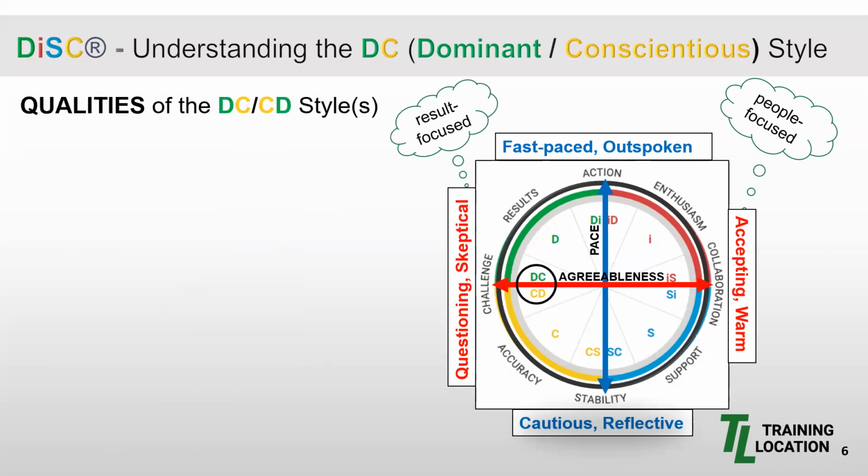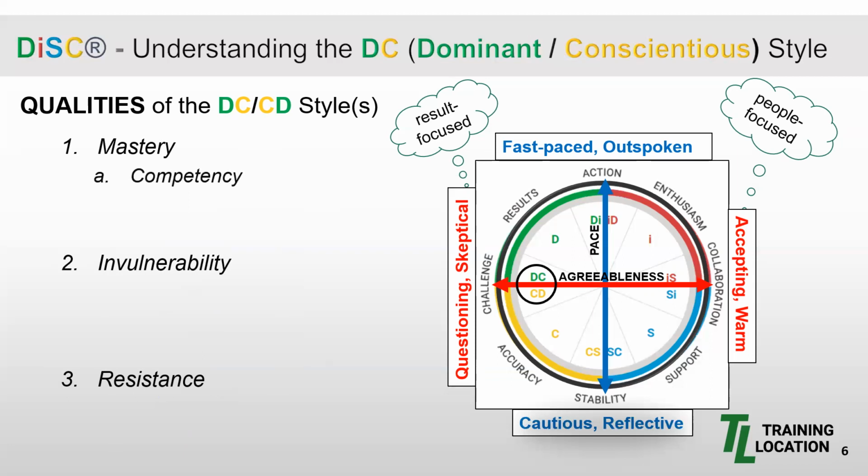So let's review the qualities of that style in the scale we just discussed. The first quality is mastery, second is invulnerability, and third is resistance. Let's break these down a little bit. For mastery, they have a strong need for competency, and their own sense of self-worth may be tied to their skills and problem-solving abilities. They typically pride themselves on their critical thinking and common sense, especially around others they see as lacking those qualities. They have high standards for themselves and others, and they can be frustrated by people and systems that don't live up.